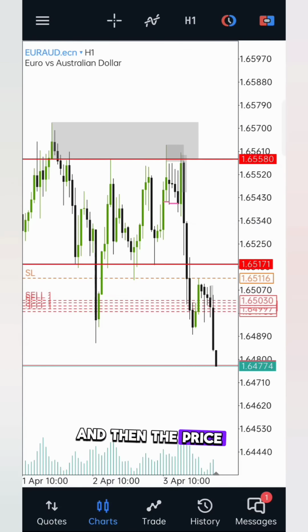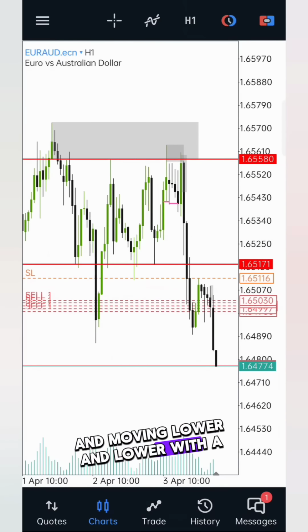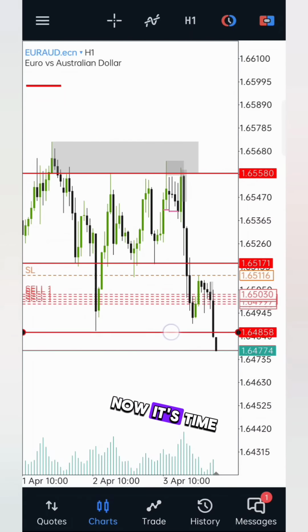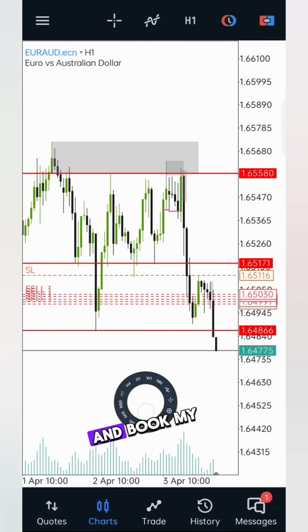And then, the price quickly dropped down, moving lower and lower with a large imbalance, and then the price swept the sell side liquidity. Now it's time to close all of my open orders, and book my profits.